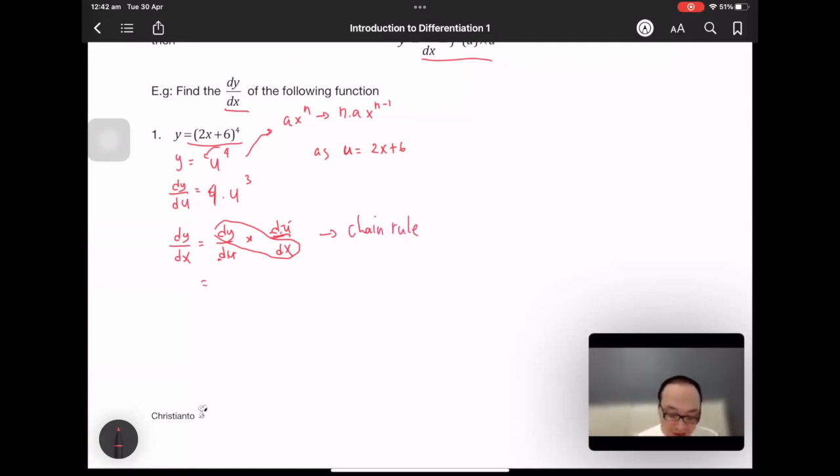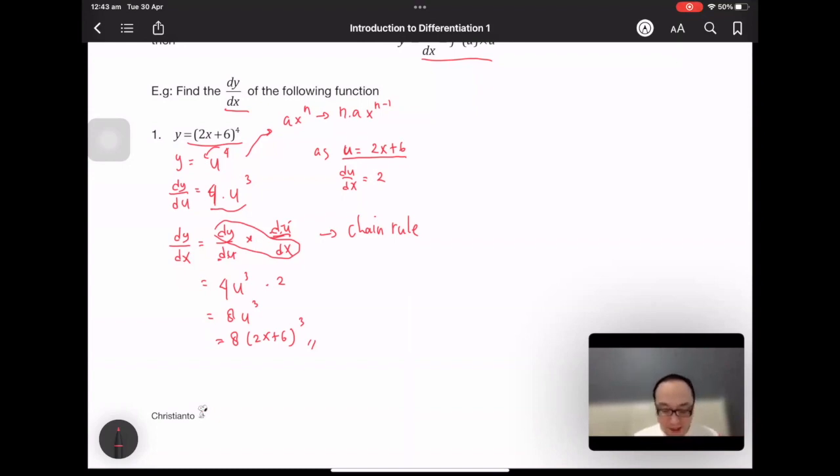So that means we have dy du as 4u cubed from this one. But we don't have du dx, so we have to find du dx from here. If u equals 2x plus 6, then du dx will be equal to 2. So we multiply it by 2, so it equals 8u cubed. And we replace the u back, so 8 times 2x plus 6 to the power of 3. Yeah, this is the answer.